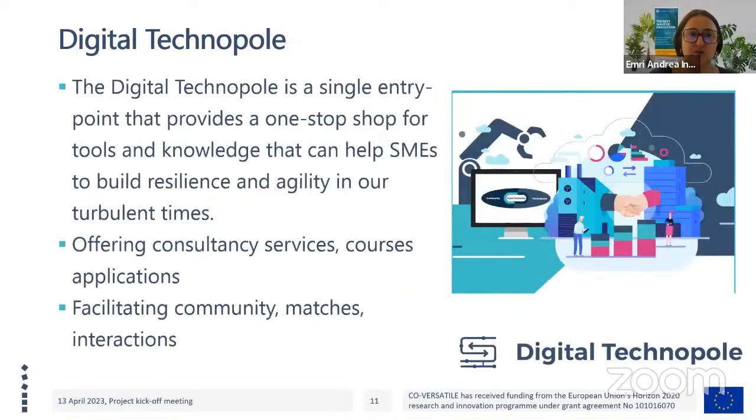So Digital Technopole is actually a single entry point that provides a one-stop shop for tools, knowledge, software, etc. And those can help SMEs to build resilience and agility in these turbulent times. And unfortunately, we see that the pandemic was not the only time when we really need the agility. So this platform is offering consultancy services, courses, applications, and also facilitating community matches and interactions.